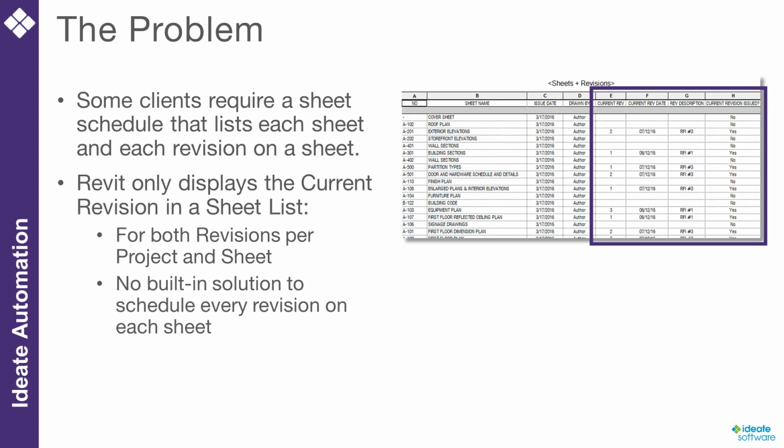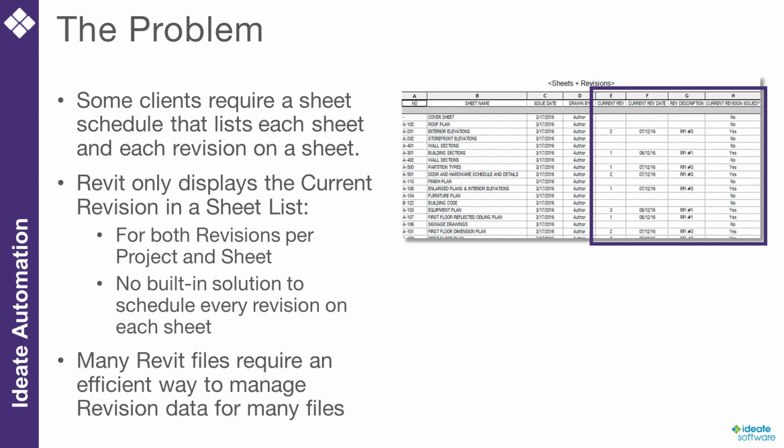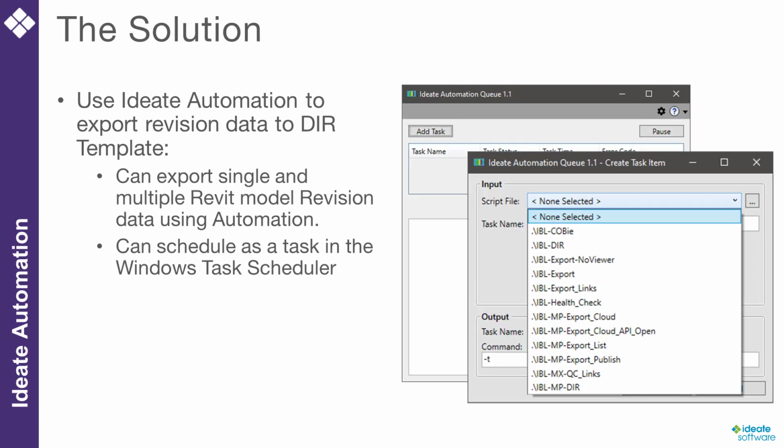Since this feature is not built into Revit, many companies resort to long and tedious workarounds to schedule their revisions on sheets. To make things more complicated, many projects have several Revit files that require revision data to be scheduled, making this task more challenging. Fortunately, both Ideate Automation and Ideate BIMLink have made the document issue records process easy to manage.